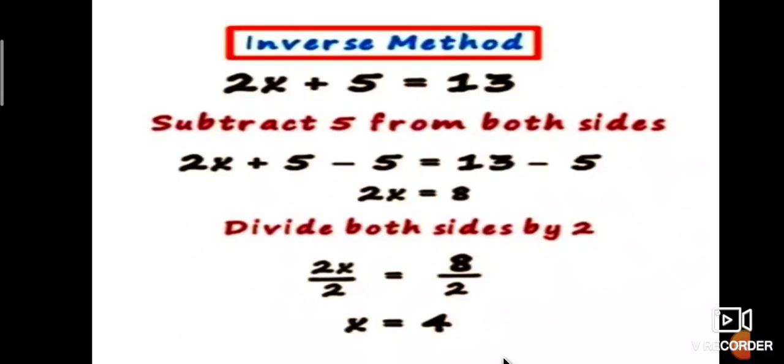This is the inverse method. In the inverse method, we subtract a number on both sides, then divide by 2, and then we get the solution. This method is called the inverse method of solution.